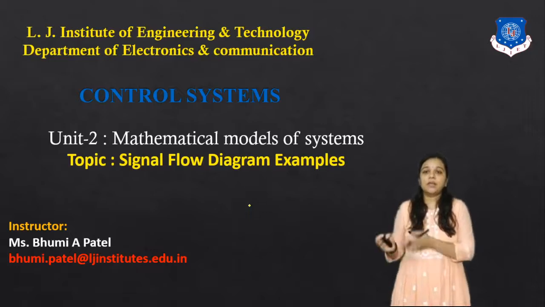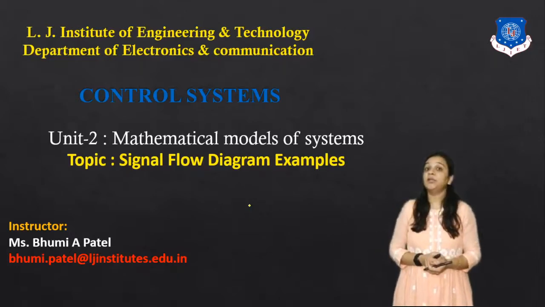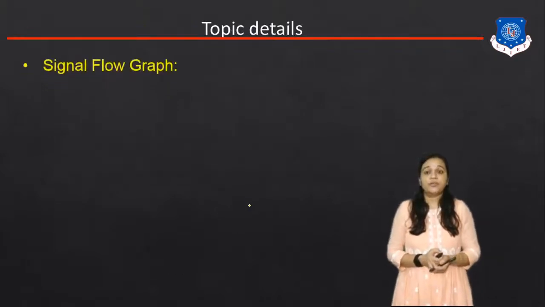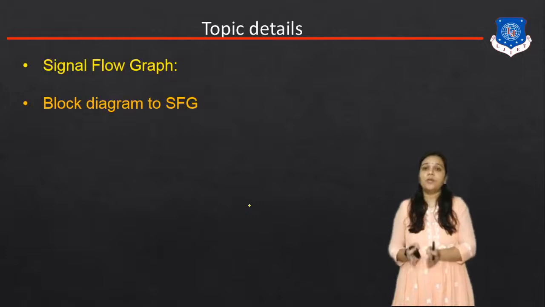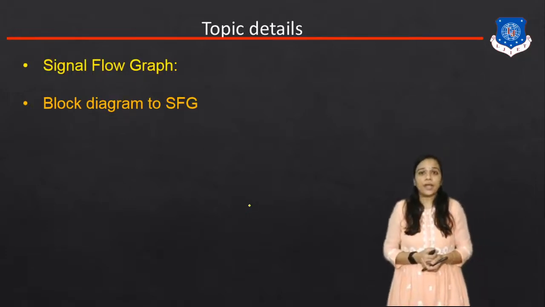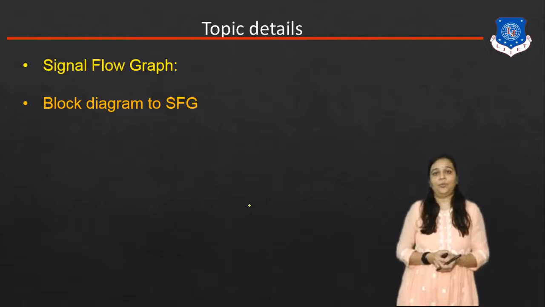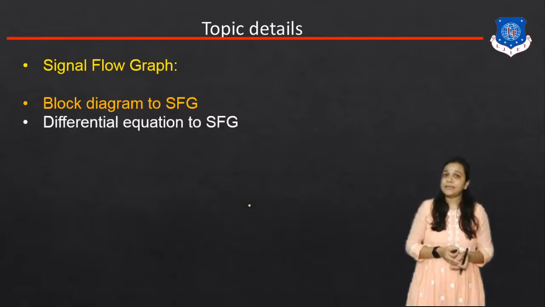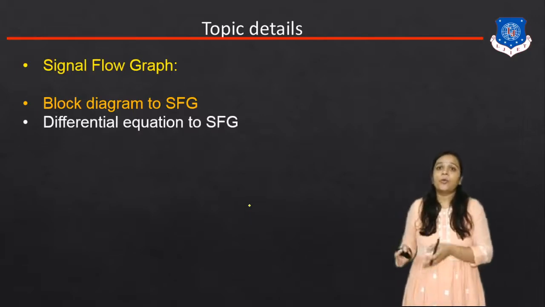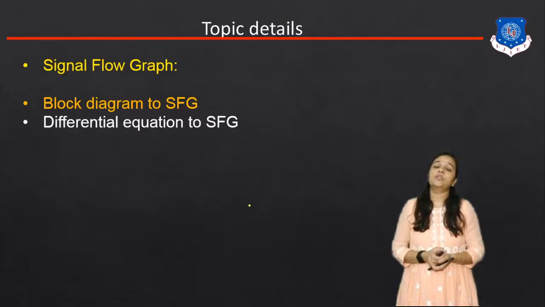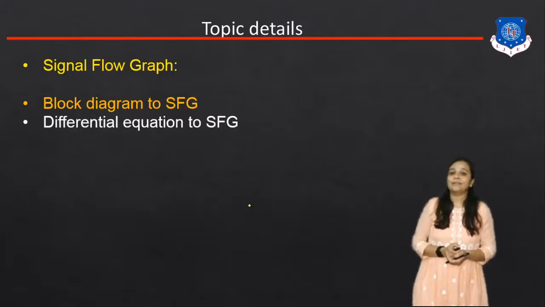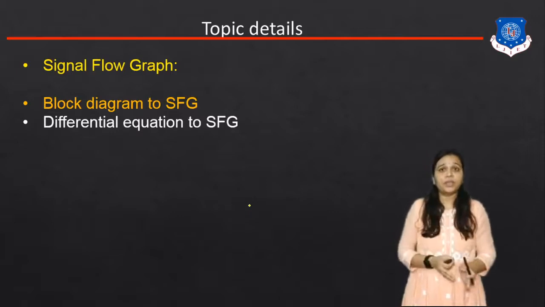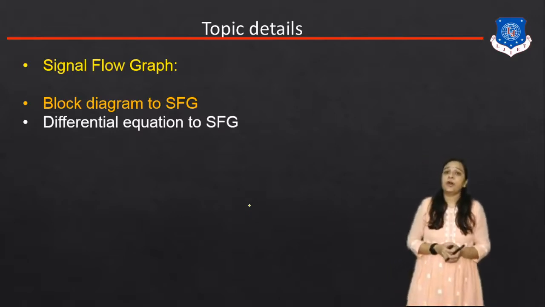Today our topic is signal flow graph examples in Unit 2, mathematical models of the system. The first one is we have to convert the block diagram to the signal flow graph, and using Mason's gain formula we have to find out the transfer function of the system. And in the next session we will cover how to convert the differential equation to the signal flow graph using Mason's gain formula.